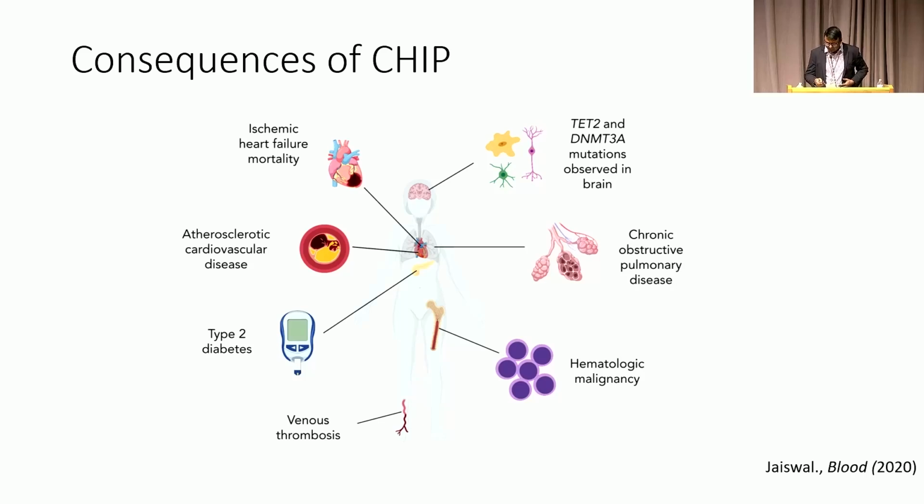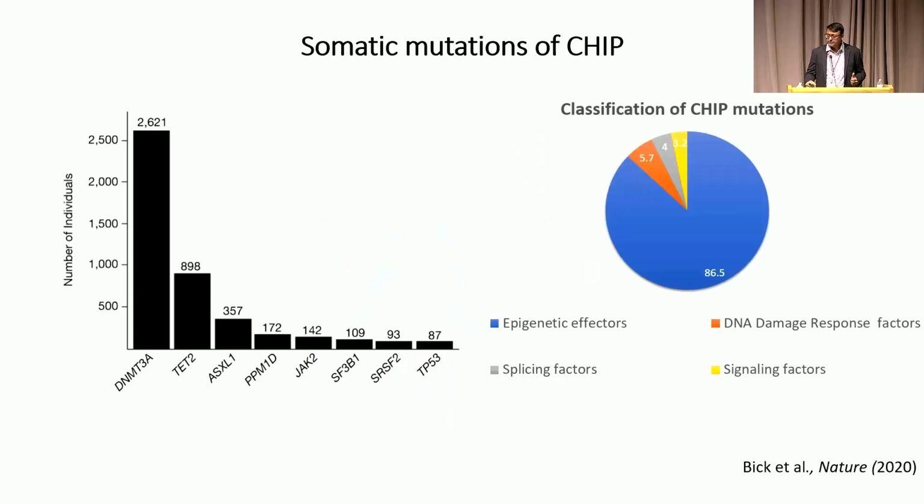So what we know about CHIP so far is these are the common mutations found in clonal hematopoiesis. Most of the common genes are epigenetic factors such as DNMT3A, TET2, ASXL1. Many of these we heard about in today's talks as well. Other mutations are found in splicing factors such as SF3B1, SRSF2, and we also have mutations in DNA damage response genes such as P53 and PPM1D.